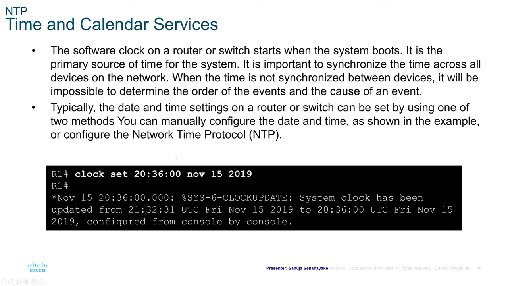Using TFTP to back up and restore a configuration. You can use TFTP servers, the protocol, to back up and restore Cisco device configurations. To do that, you need to follow the steps listed here. The first step is to enter the copy running-config tftp command. When you enter that command, there will be multiple options that you need to configure, and those include the IP address of the host where the configuration file will be stored.